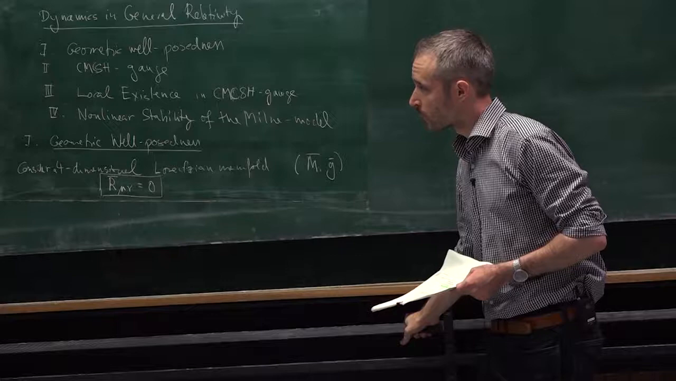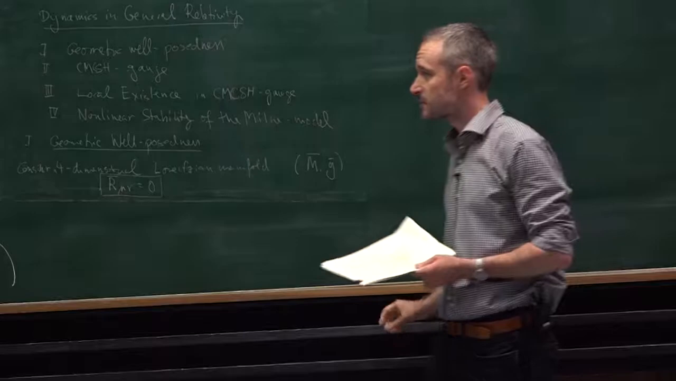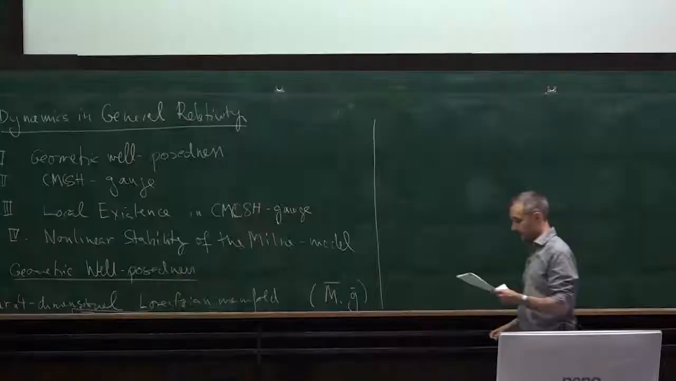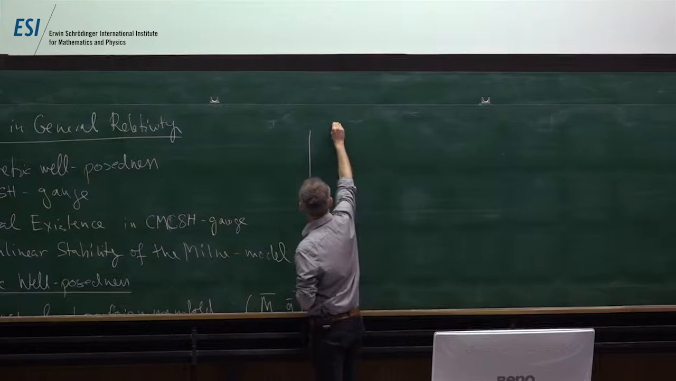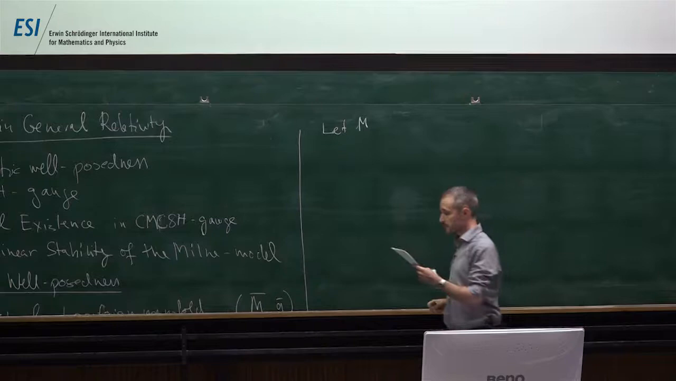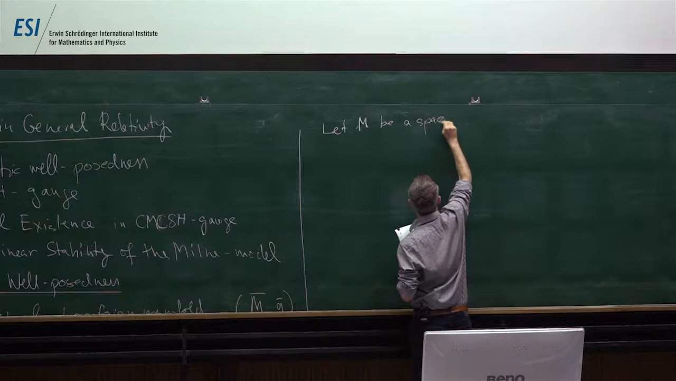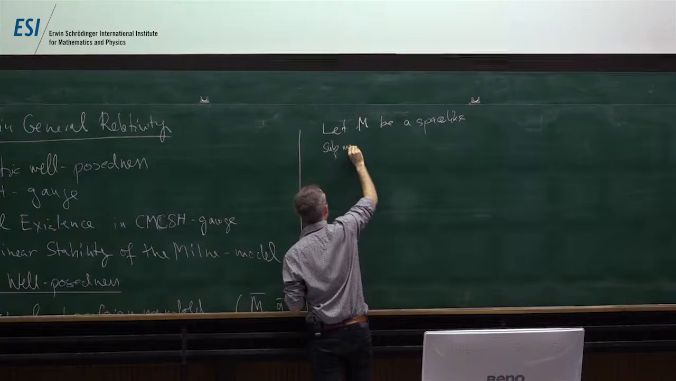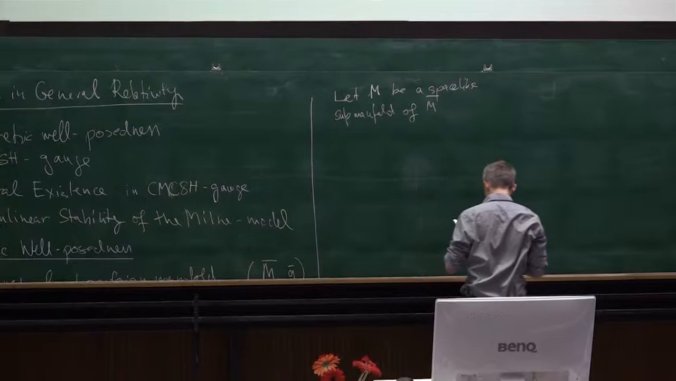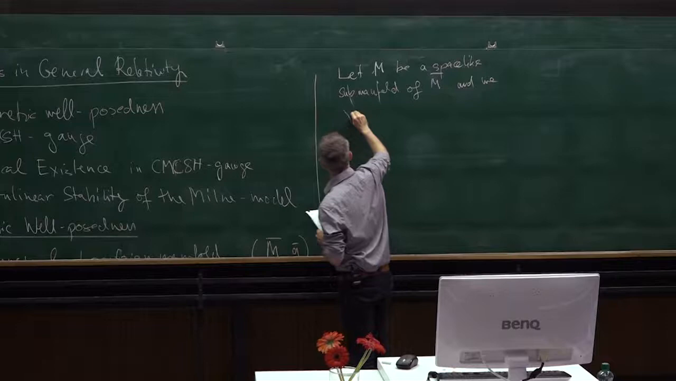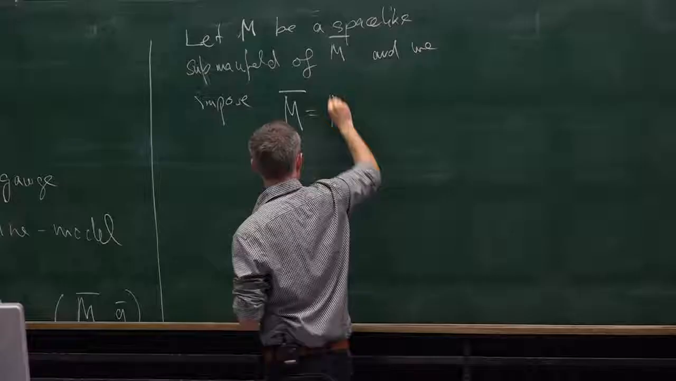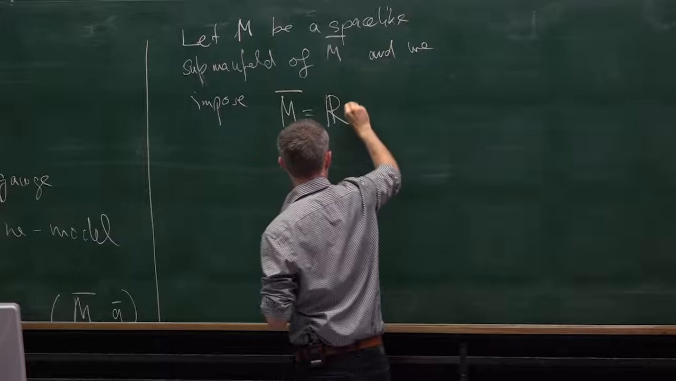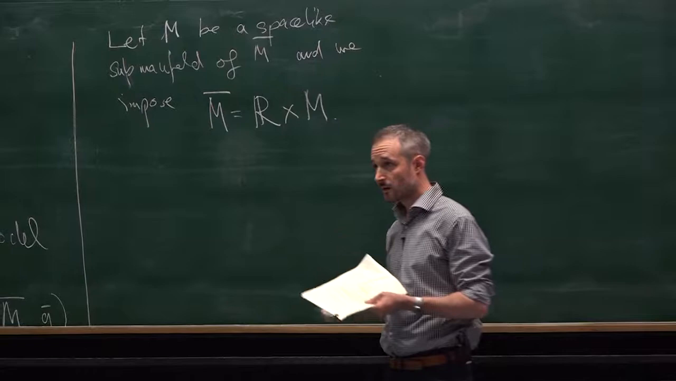So we've learned already that a globally hyperbolic spacetime, which is the class of spacetimes that we are interested in, has a certain topology. This you learned in the talk of Greg Galloway yesterday. So let M, now without the bar, denote my spatial hypersurface, be a space-like submanifold of M bar. And we impose that M bar has the topology R cross M. That's fair to do because globally hyperbolic spacetimes have this topology.